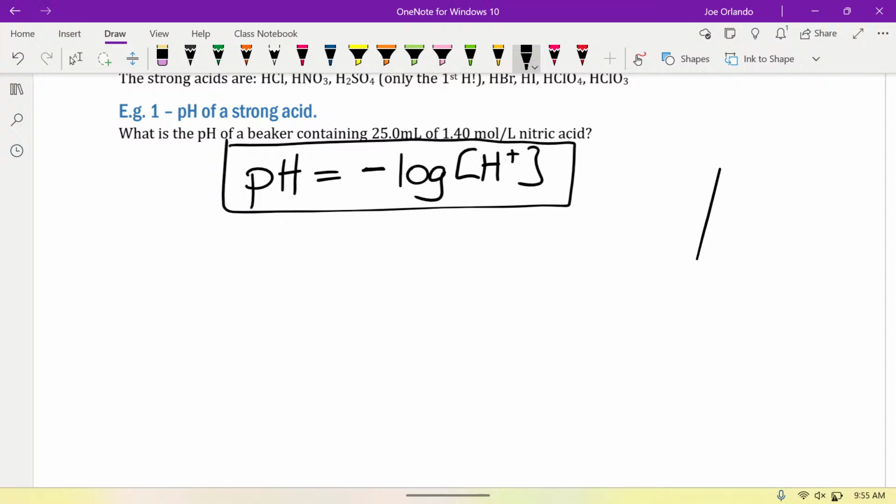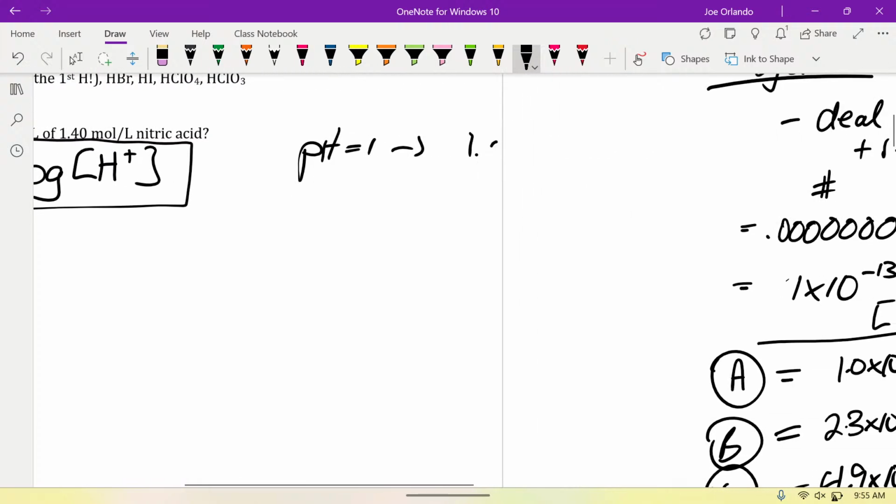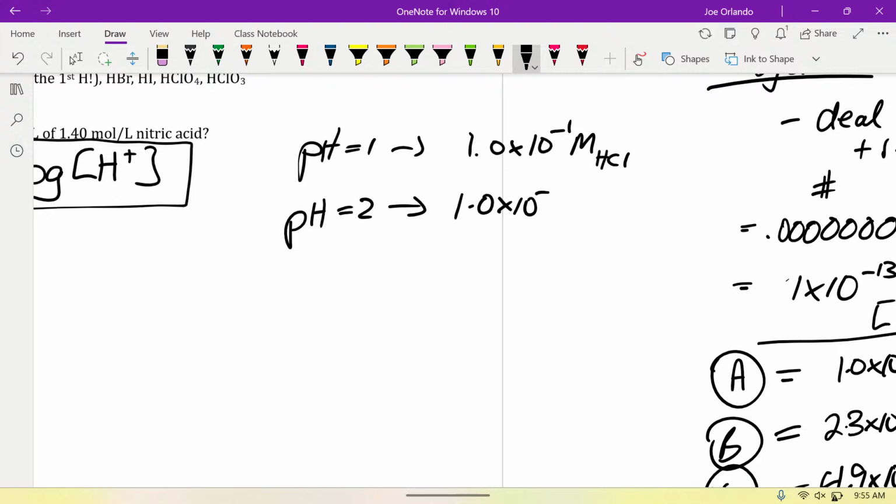And that's why smaller actually means bigger, because a pH of 1 actually means you have 1.0 times 10 to the negative 1 molar HCl. Does that make sense? Whereas a pH of 2 would be 1.0 times 10 to the negative 2 molar HCl. How much stronger is this one than that one? When we go from pH 2 to pH 1, how much more acidic is it? It's 10 times. Every time you take a step on the pH scale, you're multiplying by 10.